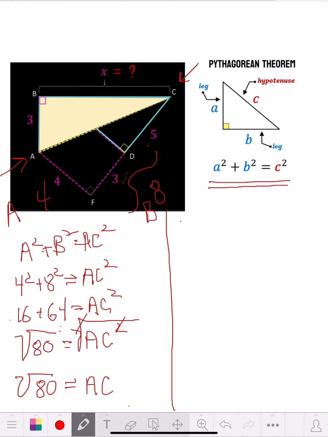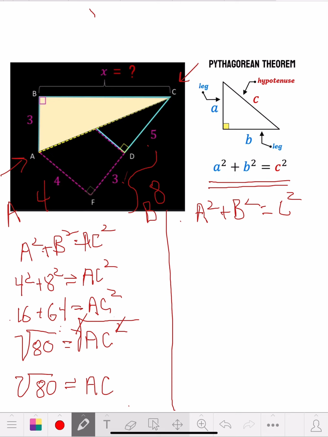Okay, so I know the formula is a squared plus b squared equals c squared. And c we know is AC, okay? So I'm going to write it right at the top here. Okay, now let's start writing these things in.